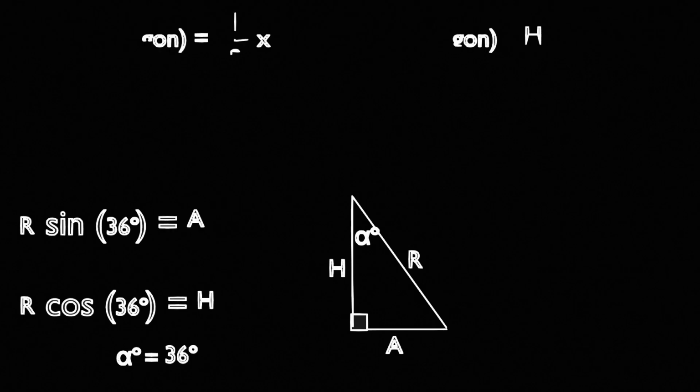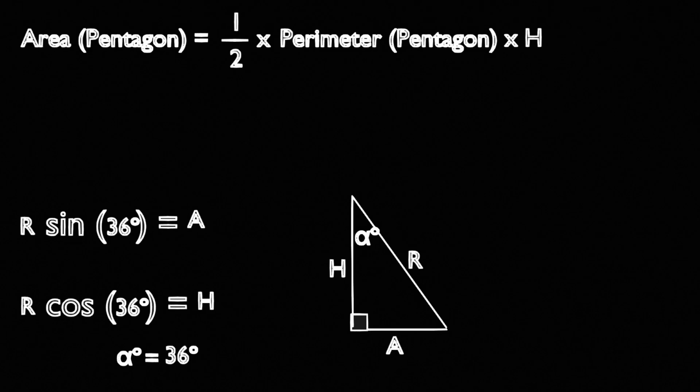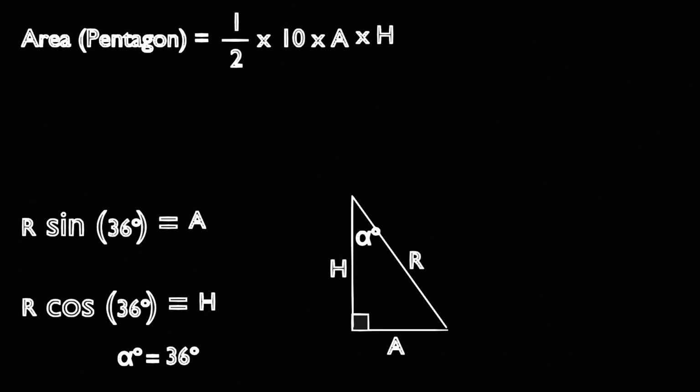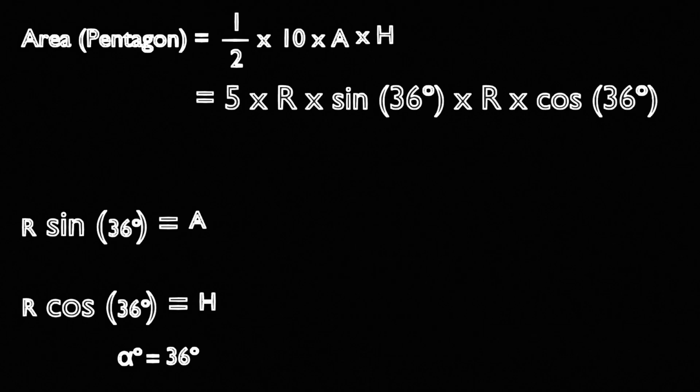The area of the pentagon is equal to 1/2 times the perimeter of the pentagon times H. The perimeter is equal to 10 times A. One substitutes the perimeter in the equation on top by 10 times A. The area of the pentagon is equal to 1/2 times 10 times A times H. Substituting H and A in the equation on top by the equation below, one gets area of the pentagon equals 5 times R times sine of 36 degrees times R times cosine of 36 degrees.